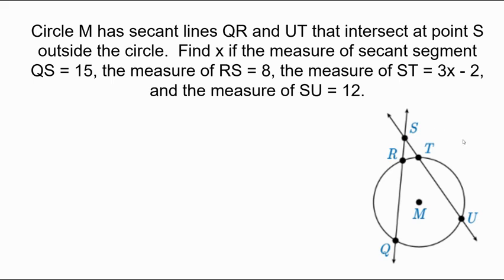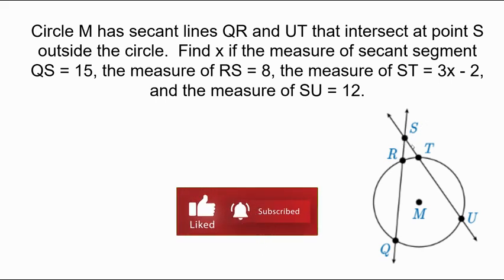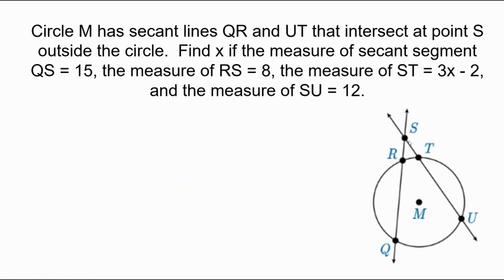We want to find x if the measure of the secant segment QS is 15 and the measure of RS is 8. So look, QS is the bigger segment and RS is the smaller. And the measure of ST, that's the small one, is 3x minus 2. And the measure of SU, that's the big one, is 12.